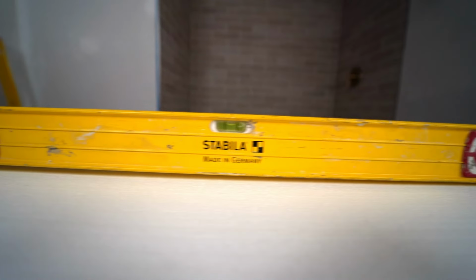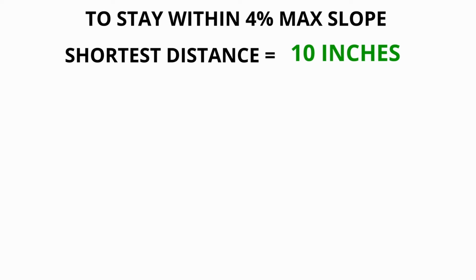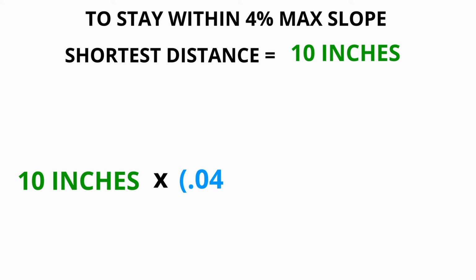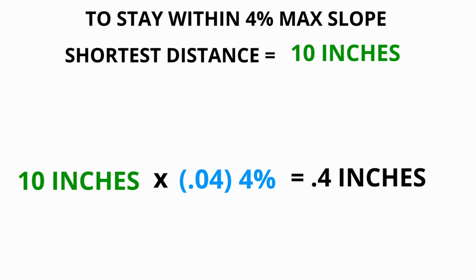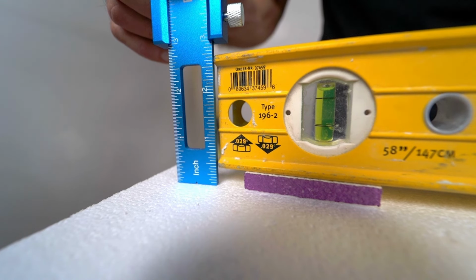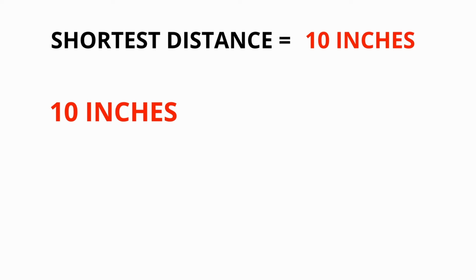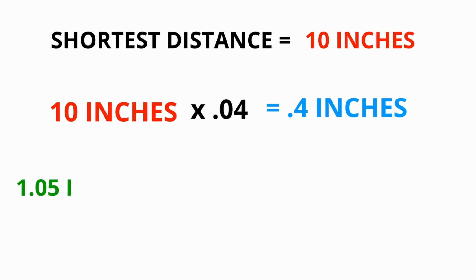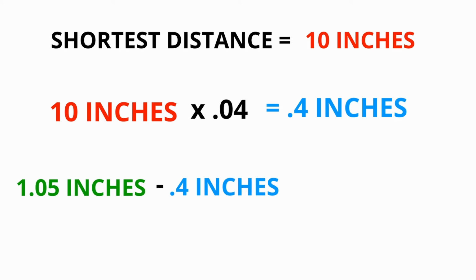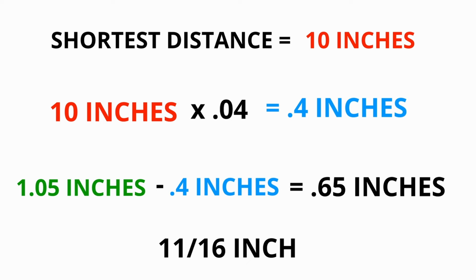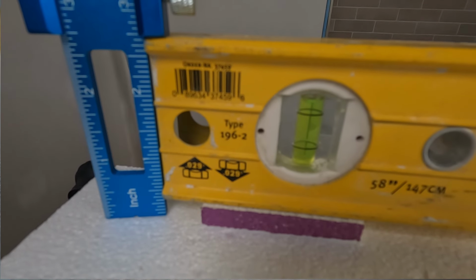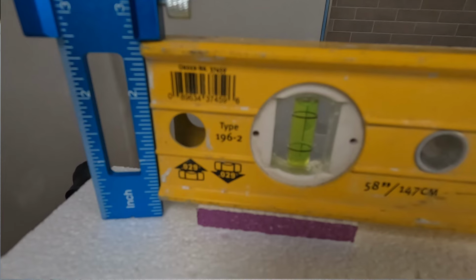To stay within the 4% maximum slope, we take the shortest distance of 10 inches and multiply it by 4%. This gives us the maximum perimeter height above the finished drain of 0.4 inches, or right at 3/8 of an inch. When converting to fractions, it's always better to err to the smaller fraction. Next, we subtract the short slope height of 0.4 inches from the long slope height of 1.05 inches, which equals 0.65 inches, or 11/16. This means when we meet the maximum 4% slope, the long perimeter sides slope down 11/16.